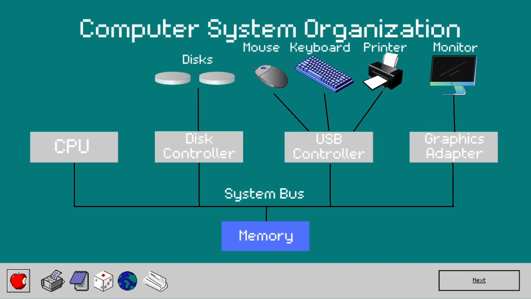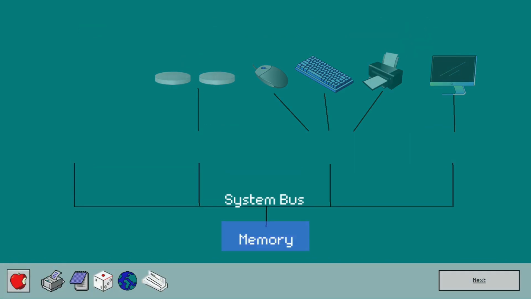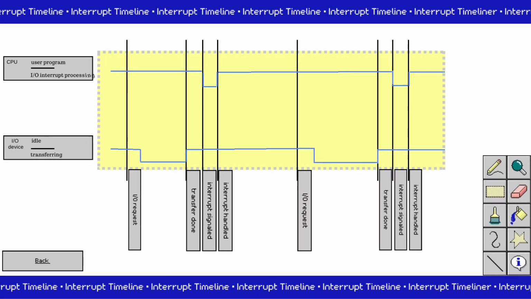Input and output is from the device to the local buffer of the controller, and the last one is the device controller informs the CPU that it has finished its operation by causing an interrupt. We talk about interrupt. What is the common function of interrupt? The first one is that interrupt transfers control to the interrupt service routine, generally through the interrupt vector, which contains the addresses of all the service routines.